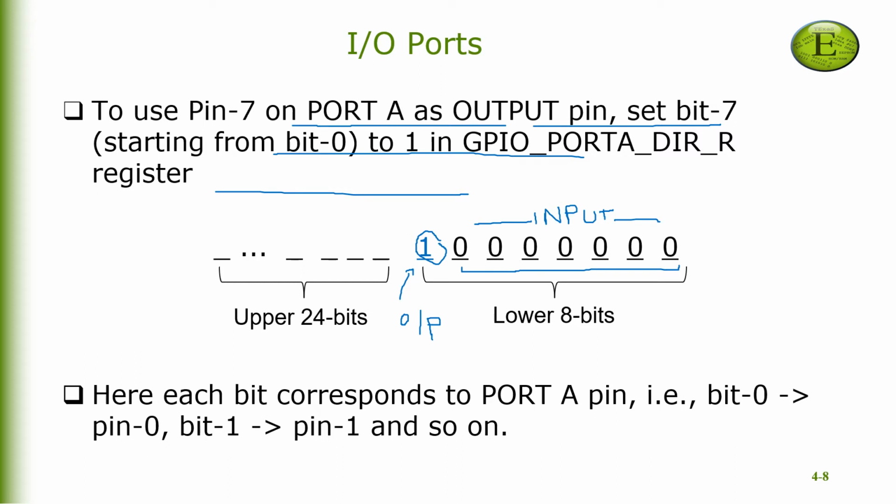So bit 0 corresponds to pin number 0, bit 1 corresponds to pin number 1, and so on. That is on port A. So there is one-to-one correspondence between the bits of the direction register and the pins of port A, and that is often the case in several configuration registers.